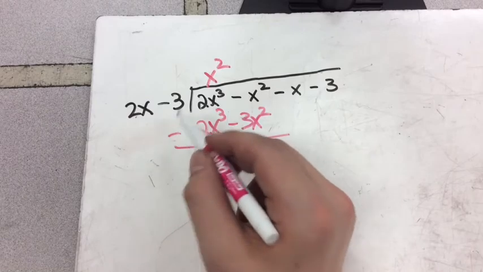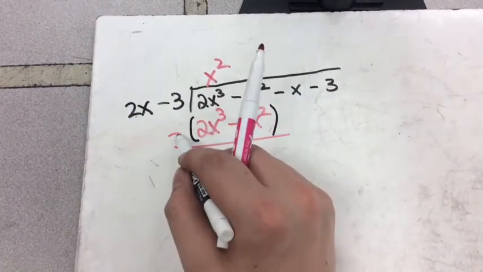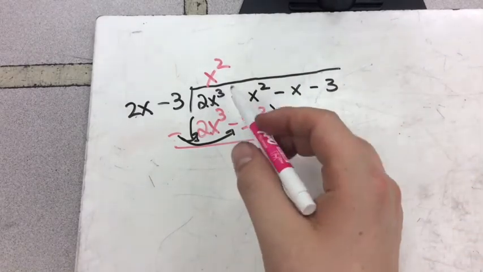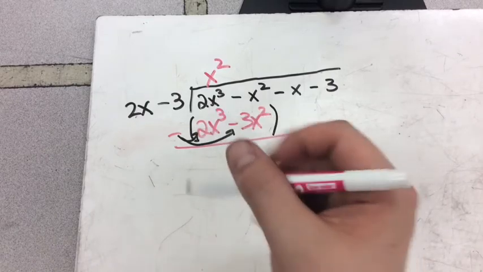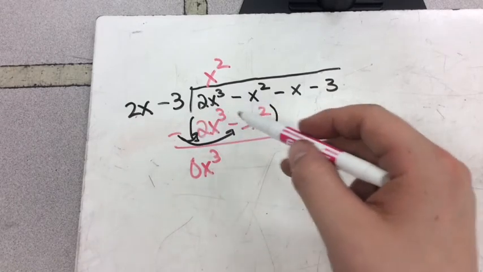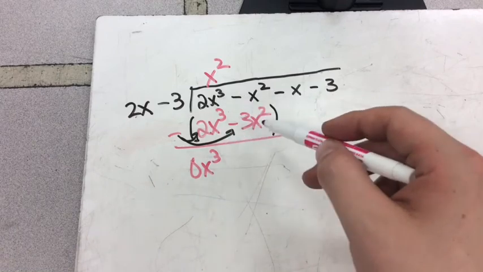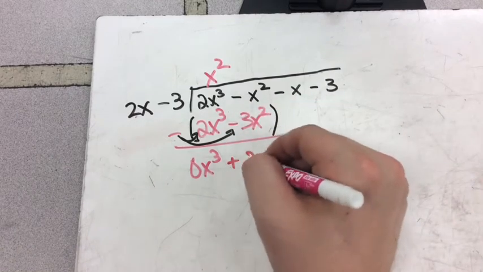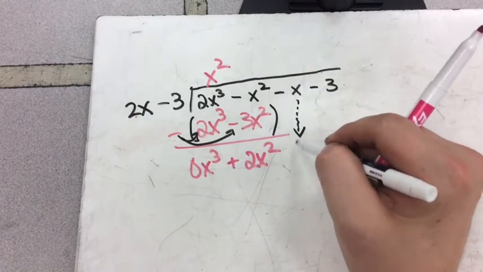I'm going to do the subtraction here. And you have to remember that this distributes to both pieces. So 2x cubed minus 2x cubed is 0x cubed. Negative x minus a negative 3x squared is really saying negative x squared plus 3x squared, which is 2x squared. The next part is to bring down our other pieces with the sign.